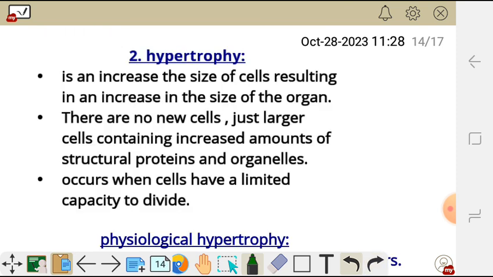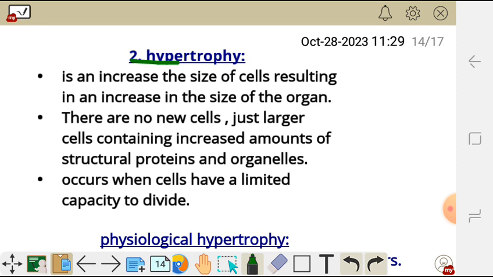Then from there we have what we call hypertrophy. Hyper means increased, and trophy, we said, is growth. So hypertrophy is an increase in the size of cells, resulting in an increase in the size of the organ. Meaning hypertrophy is simply the opposite of atrophy. In atrophy, we had reduction in cell growth, and here we have an increased growth in the cell.